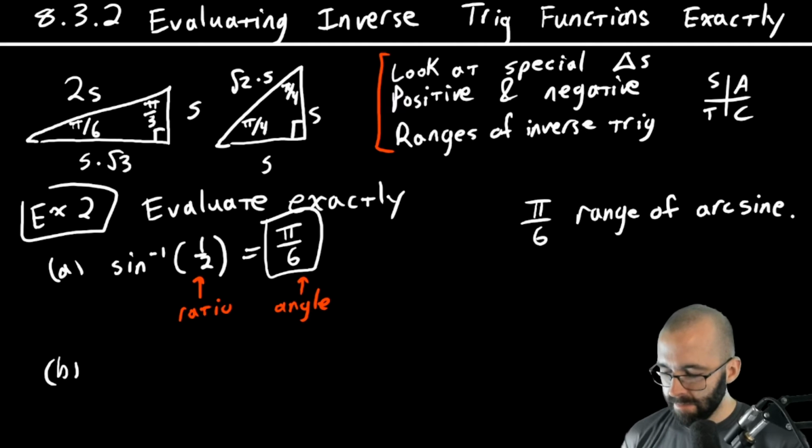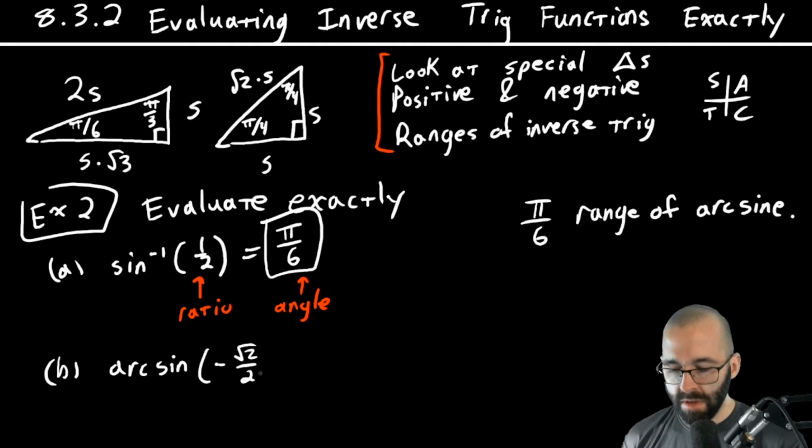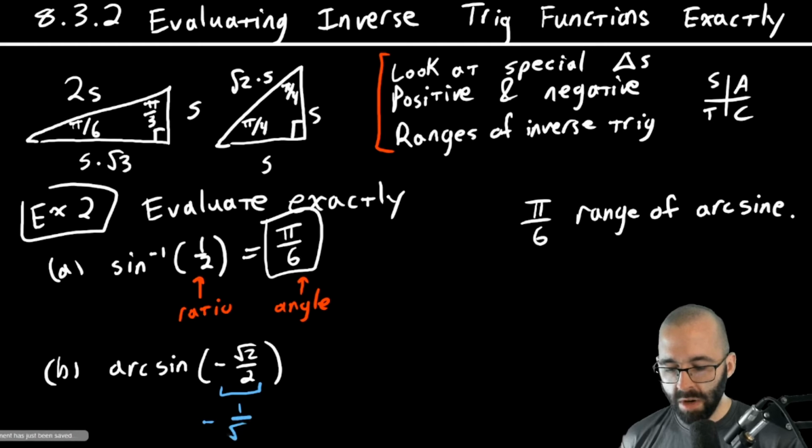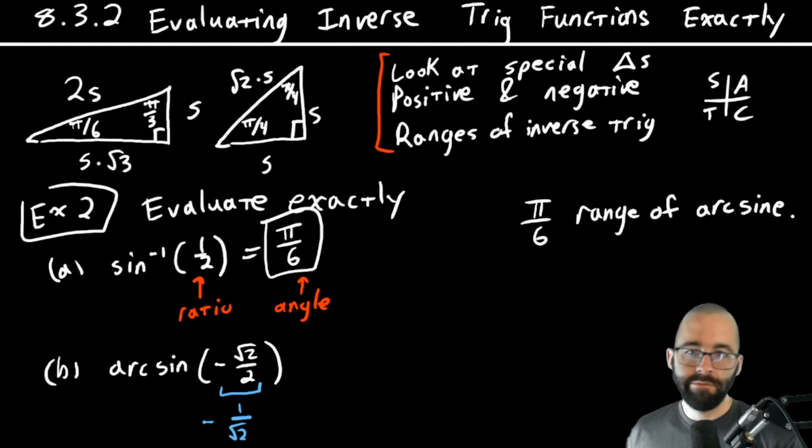All right, part B. Let's look at arc sine. Again, arc sine is the same as inverse sine of negative root 2 over 2. And hopefully by now you're getting more familiar with things, right? Negative root 2 over 2, that's the same as negative 1 over root 2. It's just one is simplified. It's a rationalized denominator, okay? But they're the same values.